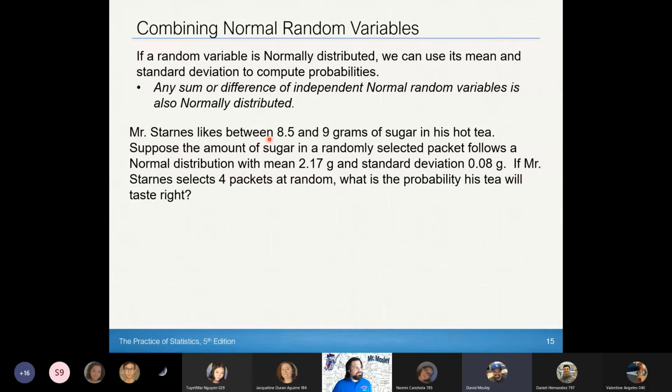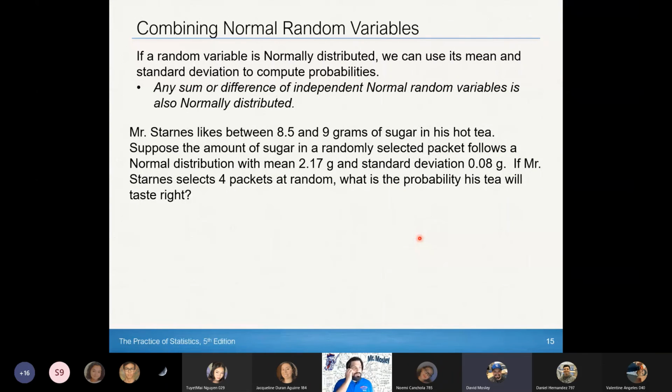Mr. Starnes likes between 8.5 and 9 grams of sugar in his hot tea. Suppose the amount of sugar in a randomly selected packet follows a normal distribution with mean 2.17 grams and standard deviation 0.08 grams. If Mr. Starnes selects 4 packets at random, what is the probability his tea will taste right?